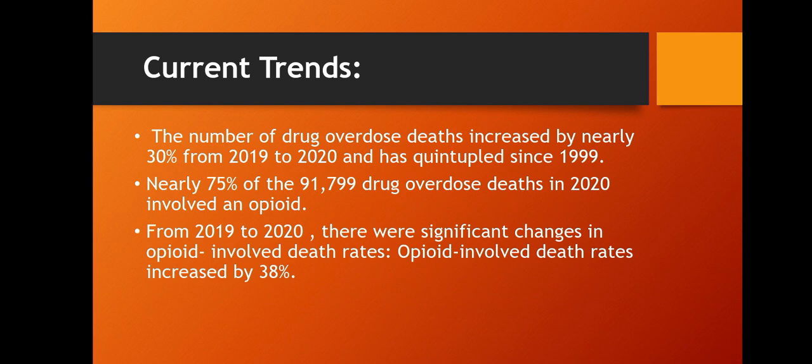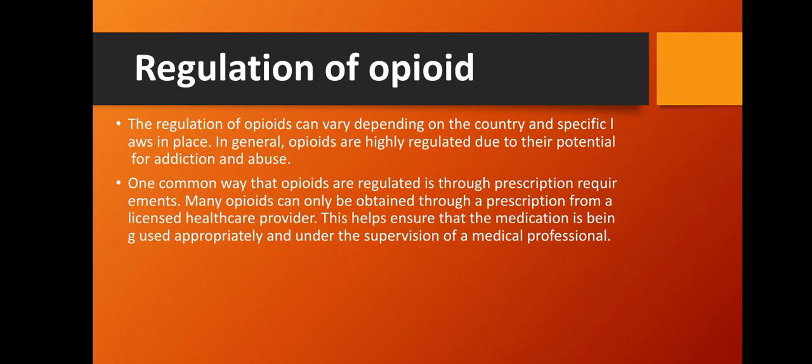Regulation of opioids. The regulation of opioids can vary depending on the country and specific laws in place. In general, opioids are highly regulated due to their potential for addiction and abuse. One common way that opioids are regulated is through prescription requirements. Many opioids can only be obtained through a prescription from a licensed healthcare provider. This ensures that the medication is being used appropriately and under the supervision of a medical professional.